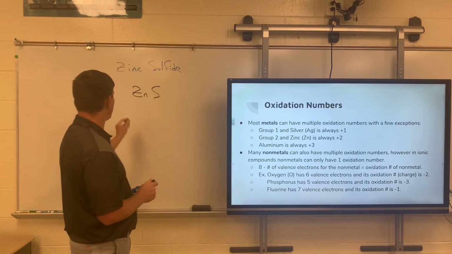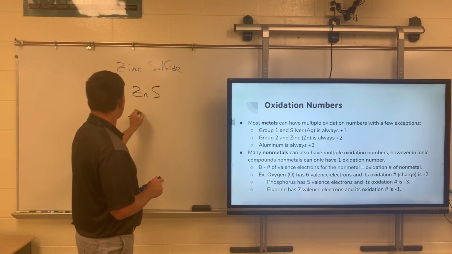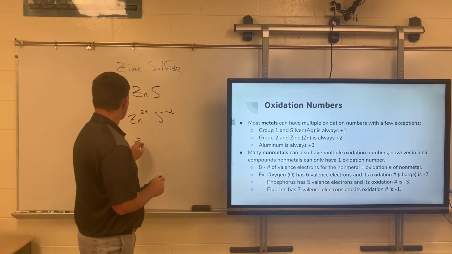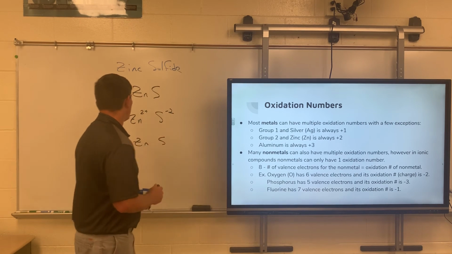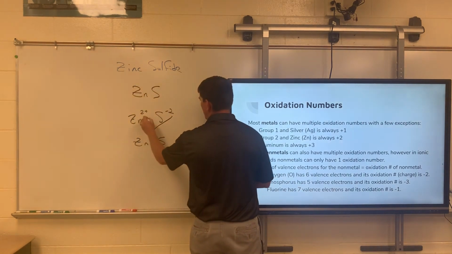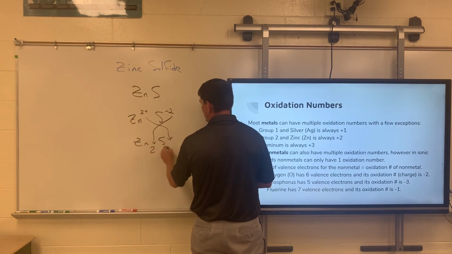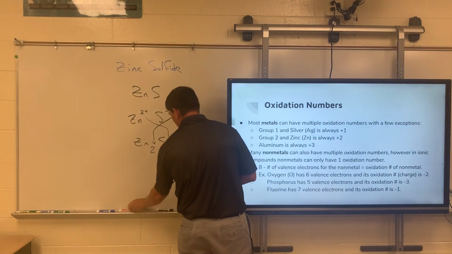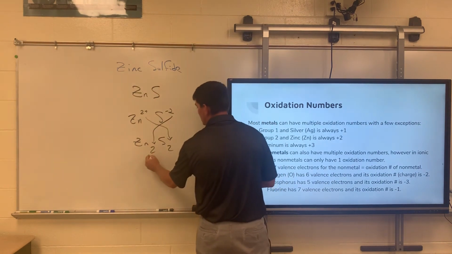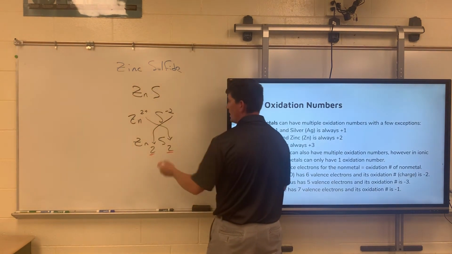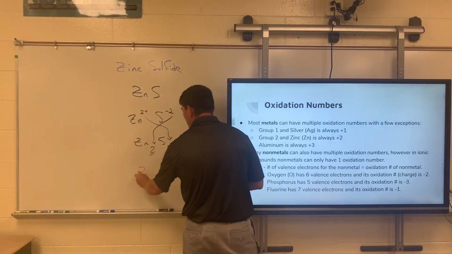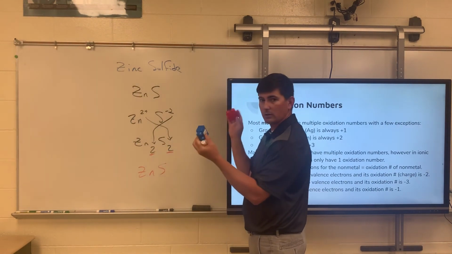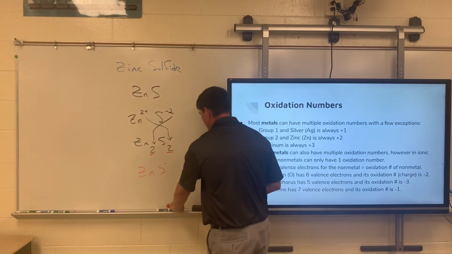Once again, if we write it out, you've got +2 and -2. So when you swap and drop, you end up with a 2 and a 2. And since both of these are divisible by 2, I can reduce that. I can divide them both by 2 and just end up with zinc sulfide. Okay, a 1-to-1 ratio. Excellent.